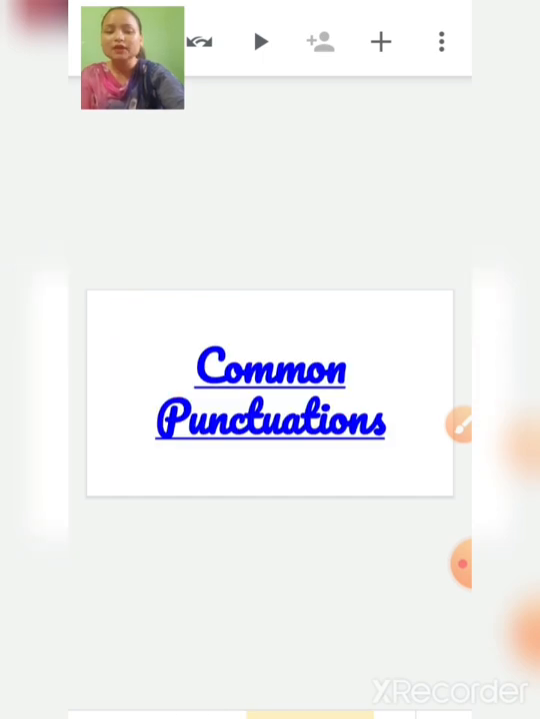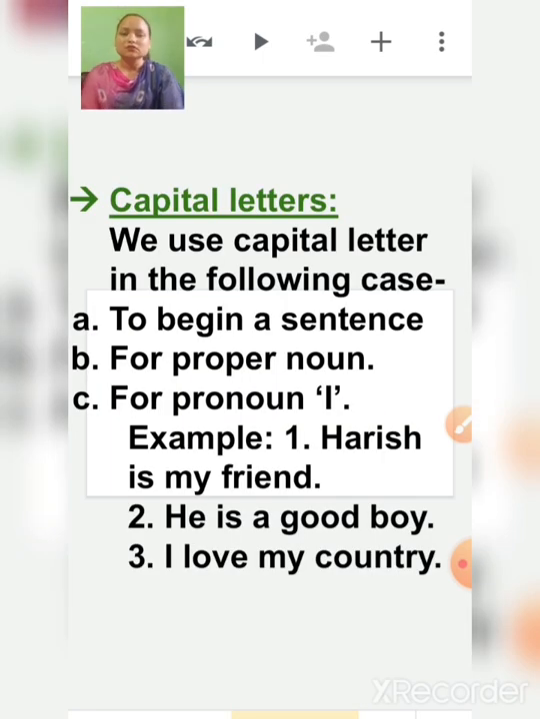So common punctuations are... first, before punctuation, children, you all should know when we have to use capital letters. We use capital letter in the following cases. First is to begin a sentence. Whenever you are beginning a sentence, you always begin with a capital letter.